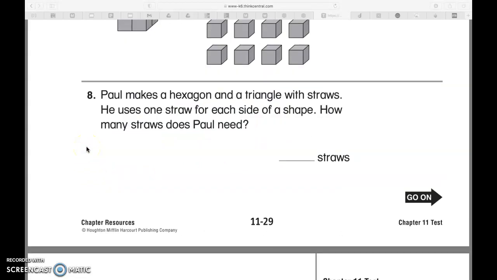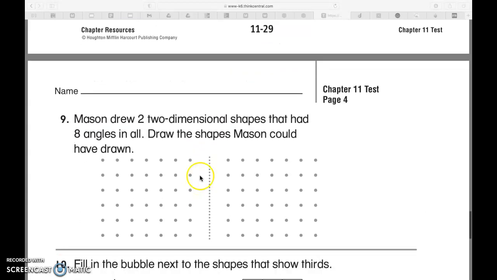Number 8, Paul makes a hexagon and a triangle with straws. He uses 1 straw for each side of a shape. How many straws does Paul need? So think about how many he would need for a hexagon, and think about how many he would need for a triangle, and how many straws is that in all?